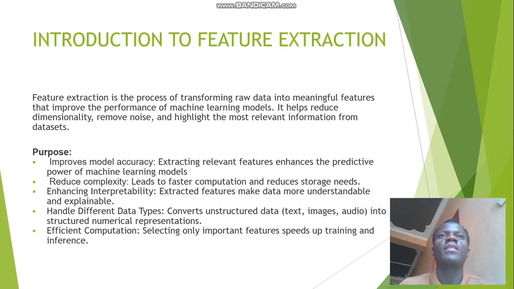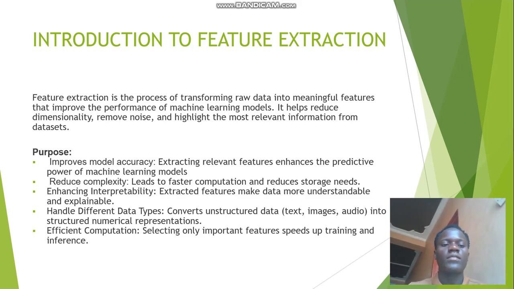In machine learning, we have supervised learning and unsupervised learning. So it's all about feeding in the data. We transform raw data into meaningful features for the machine learning model. That is all feature extraction. It helps reduce dimensionality, remove noise, and highlight the most relevant information from the data.